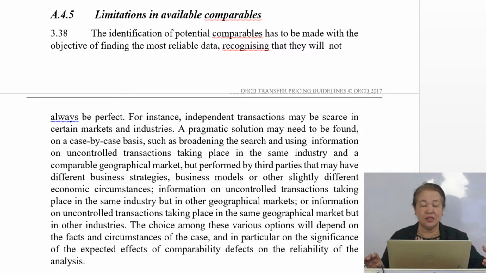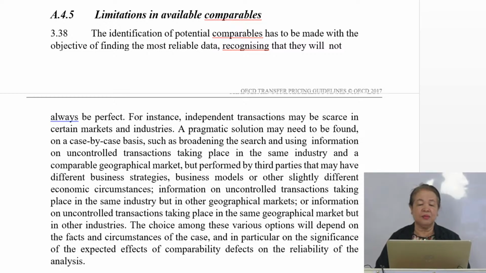If the differences still exist after the comparability adjustment, then you have now the reason to reject that comparable. So, reject mo na, hindi siya pwede. Kasi hindi sila same, you're not placing the taxpayer at parity with the independent transactions, no? Yung related parties. Kaya, i-reject mo na yung comparables. If, after comparability analysis, you make a comparability adjustment and still, they are not comparable, they are not similar, then reject that comparable. Okay. So, for instance, independent transactions may be scarce in certain markets and industries.